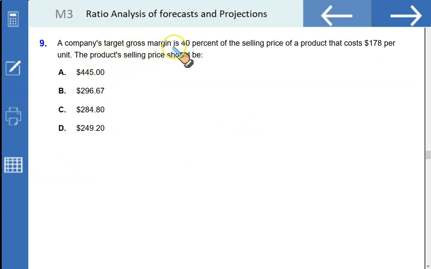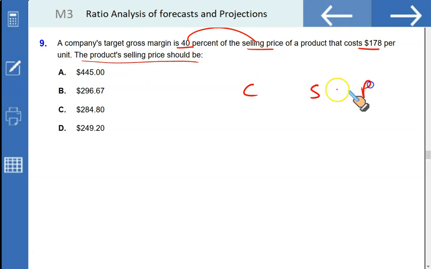A company's target gross margin is 40% of the selling price, margin as a percentage of sales, and the cost of the item is 178. The unit selling price should be... there is a quick way of doing it, write CSP. C stands for cost, S for selling price, P for profit. So it says your margin is expected to be 40, which is based upon sales. Then sales has to be 100. If profit is 40, based on sales, sales must be 100. And if sales is 100, profit is 40, the cost must be 60.